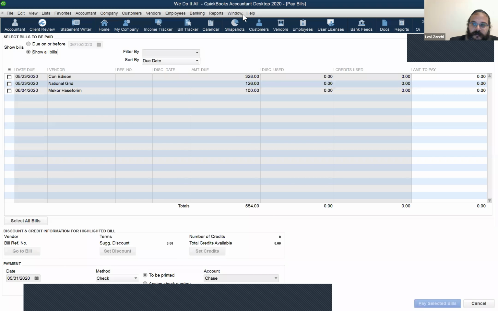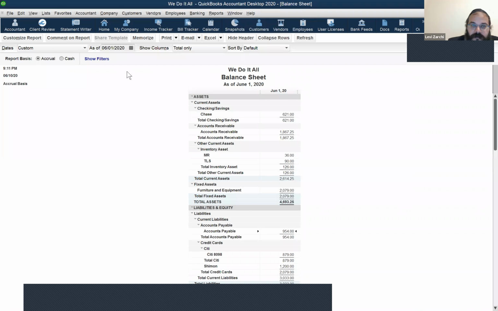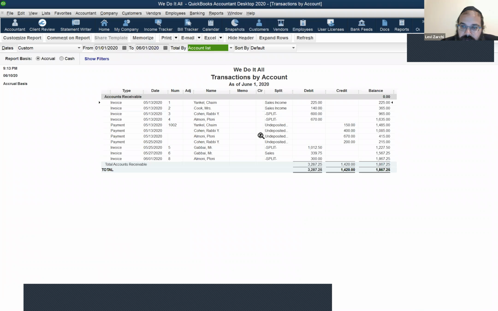If you look here in the balance sheet, this does match. On the accrual basis, accounts receivable, I have 1867. Theoretically, we have a negative 625, remember, from Polonia Moni because he overpaid us. So that's a negative on his account, but that's not receivables. As far as receivables are concerned, we still need to collect another 1867.